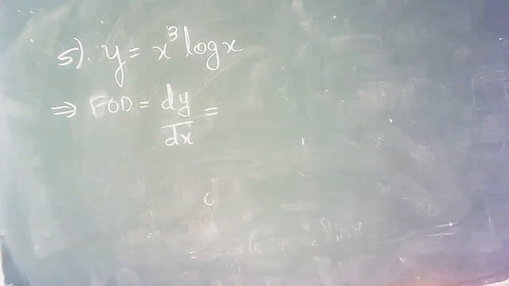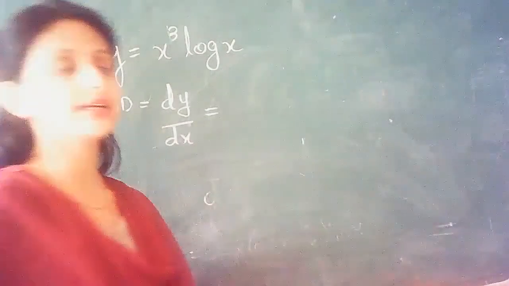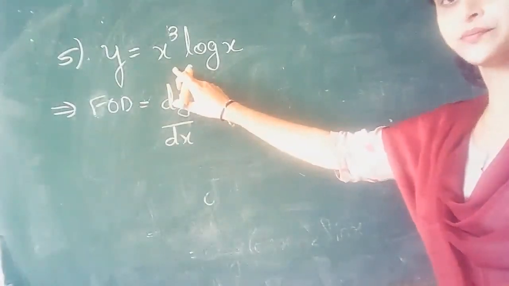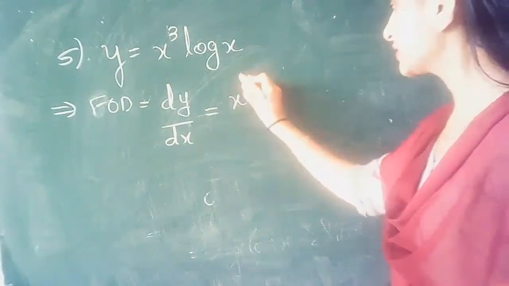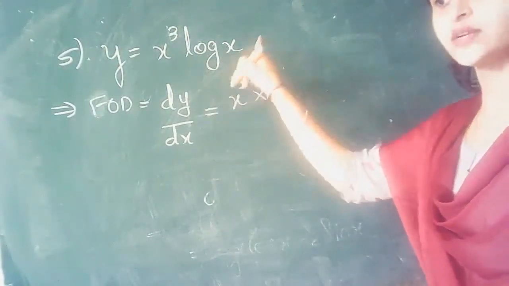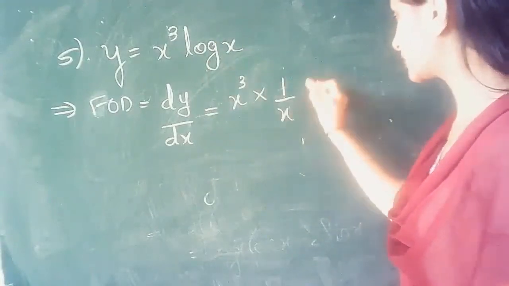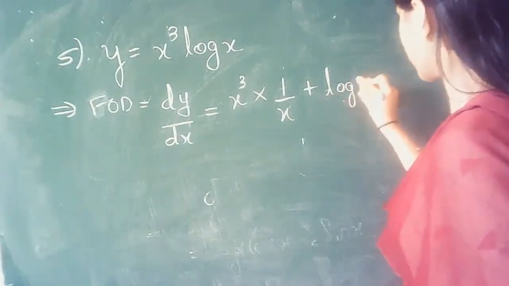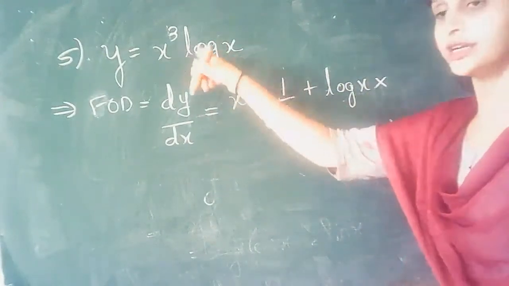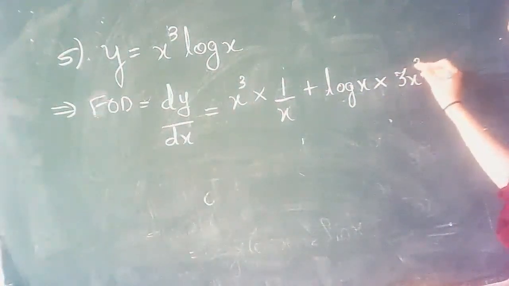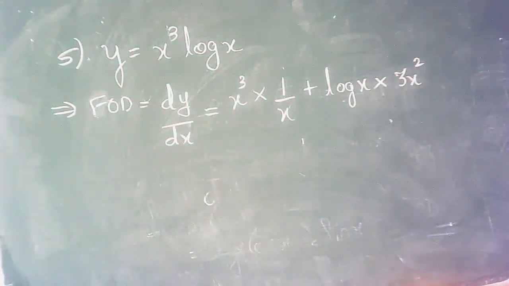x cube into 1 by x plus log x into 3x square. Very good, Janavi. Right answer. Observe, students, we are going to use the product rule here. Keep the first function as it is, x cube into, differentiate the second function. What is the differentiation of log x? It is 1 by x. Plus, now keep the second function as it is, that is log x into, differentiate the first function. What is the differentiation of x cube? It is 3x square.